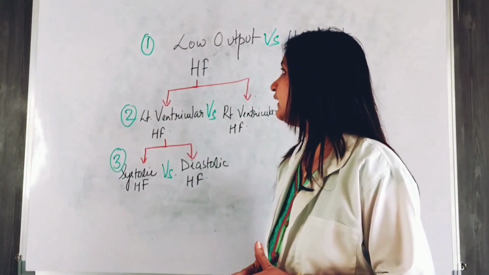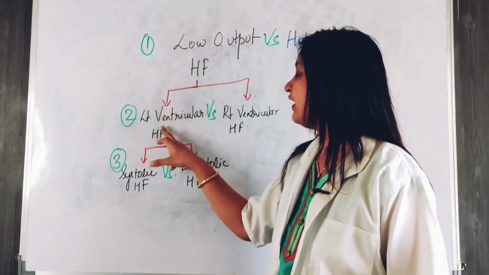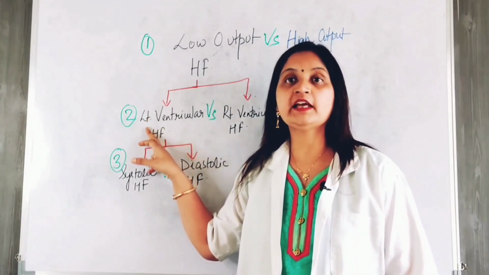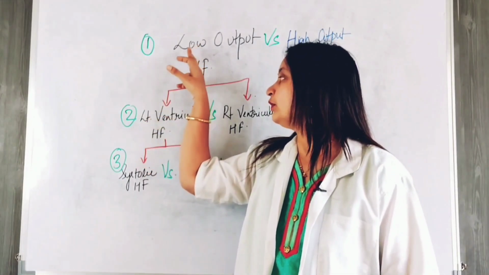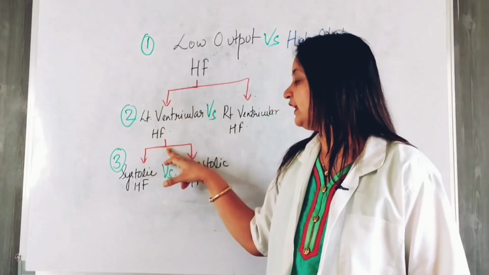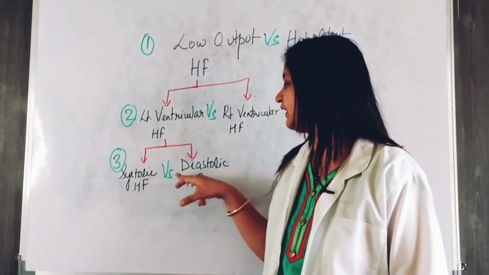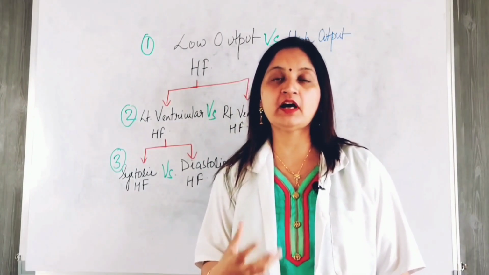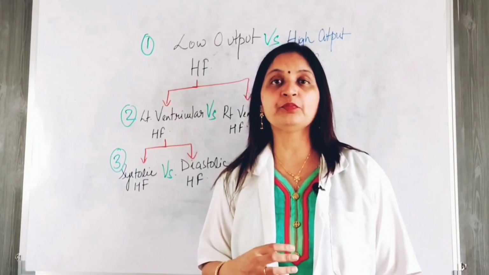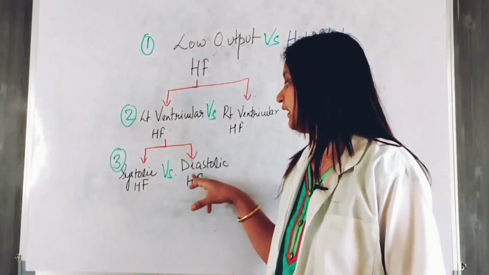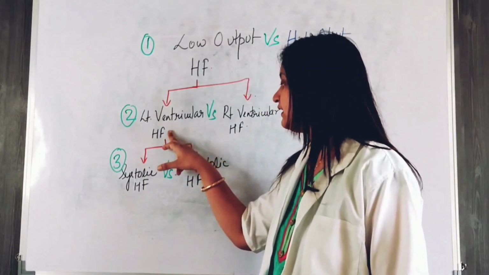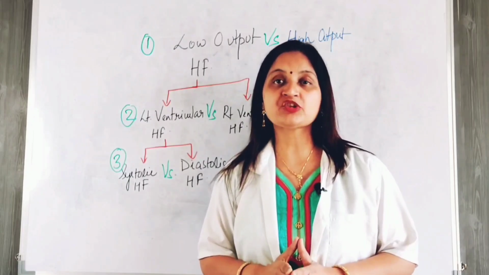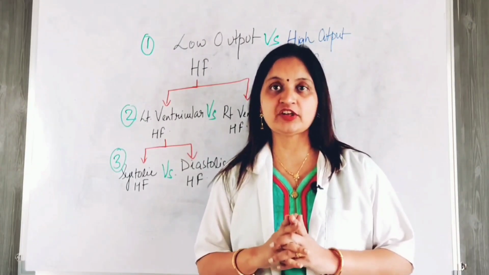The second type of heart failure is when the low output heart failure is divided into left ventricular and right ventricular heart failure. The left ventricular heart failure is the most common form of low output heart failure. The left ventricular heart failure is in turn divided into systolic heart failure and diastolic heart failure. In systolic heart failure, there is failure of the pumping action of the heart, which results in decreased cardiac output and reduced ejection fraction. Whereas in diastolic heart failure, the left ventricle is involved, but there is impairment in the filling of the ventricle, and the ejection fraction is preserved. This is also known as preserved ejection fraction.